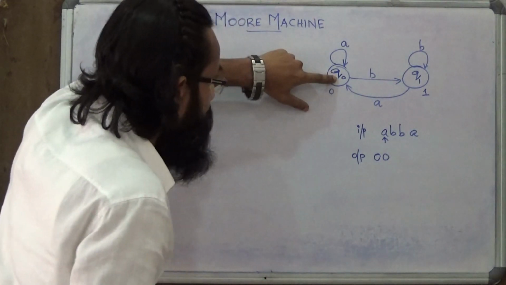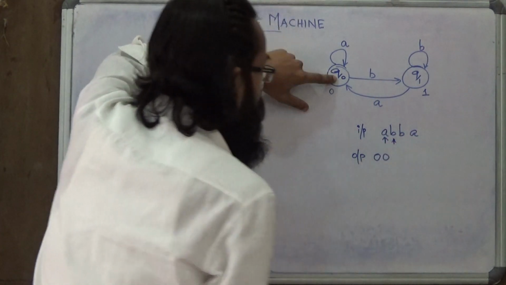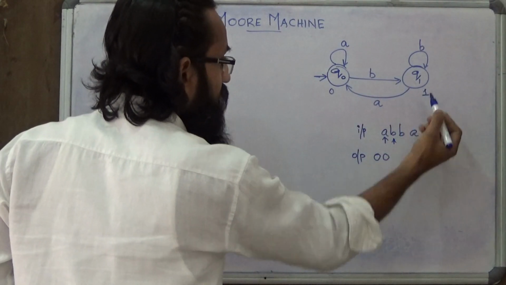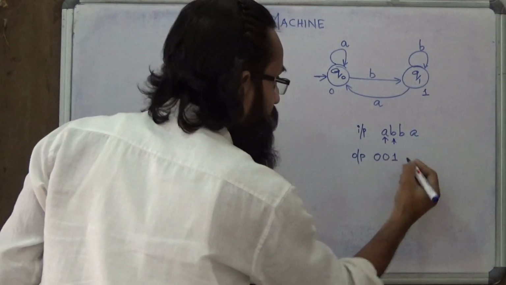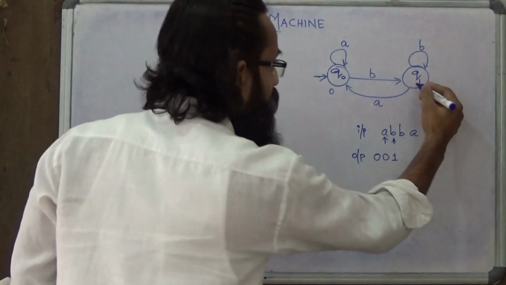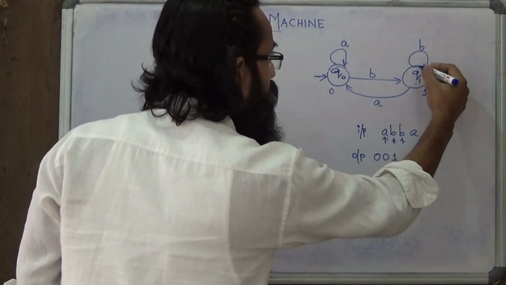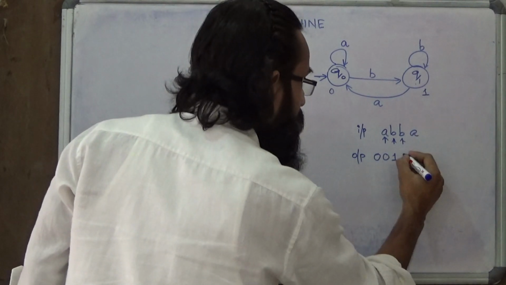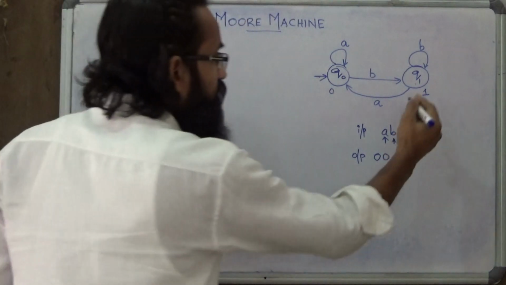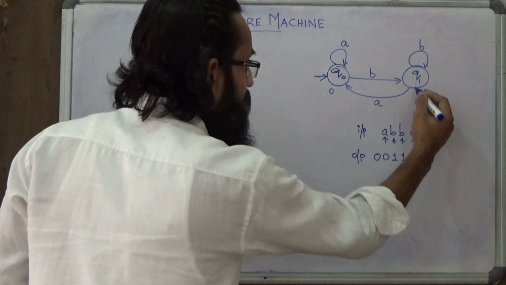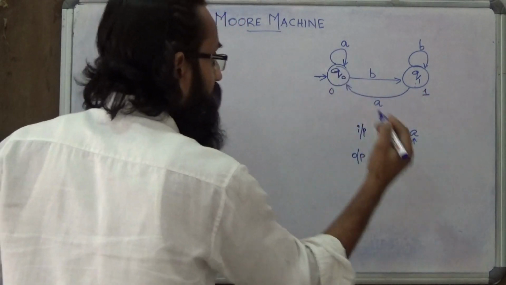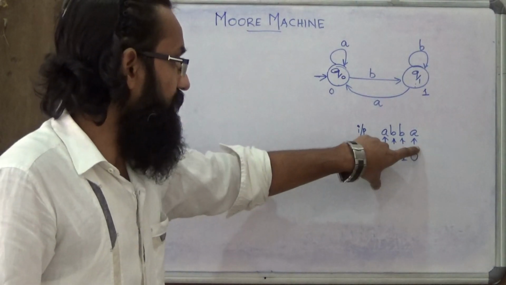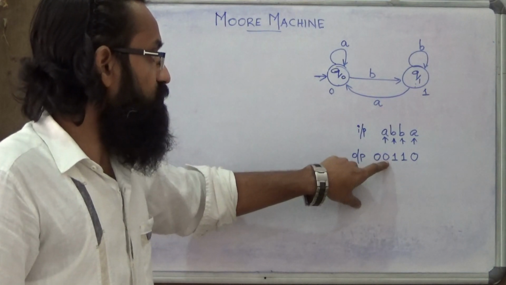Now the machine is in state Q0, it will read input B. From Q0, by reading B, it will go to Q1, and the output associated with Q1 is 1, and that output symbol will be attached to the output string. Now from Q1, the input is B. From Q1, by reading B, it will again reach back Q1, and it will generate output 1, which will be attached to the output string. Now from Q1, the input encountered is A. The machine will go to state Q0, generating output 0. So if we apply input string A, B, B, A, it will generate the output string 0, 0, 1, 1, 0.